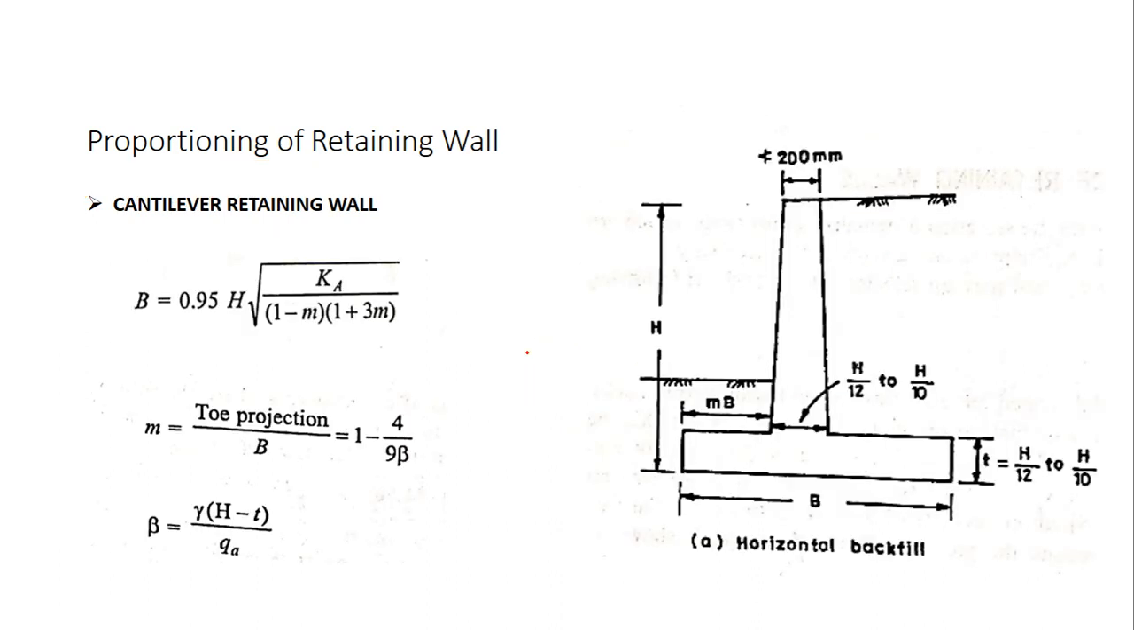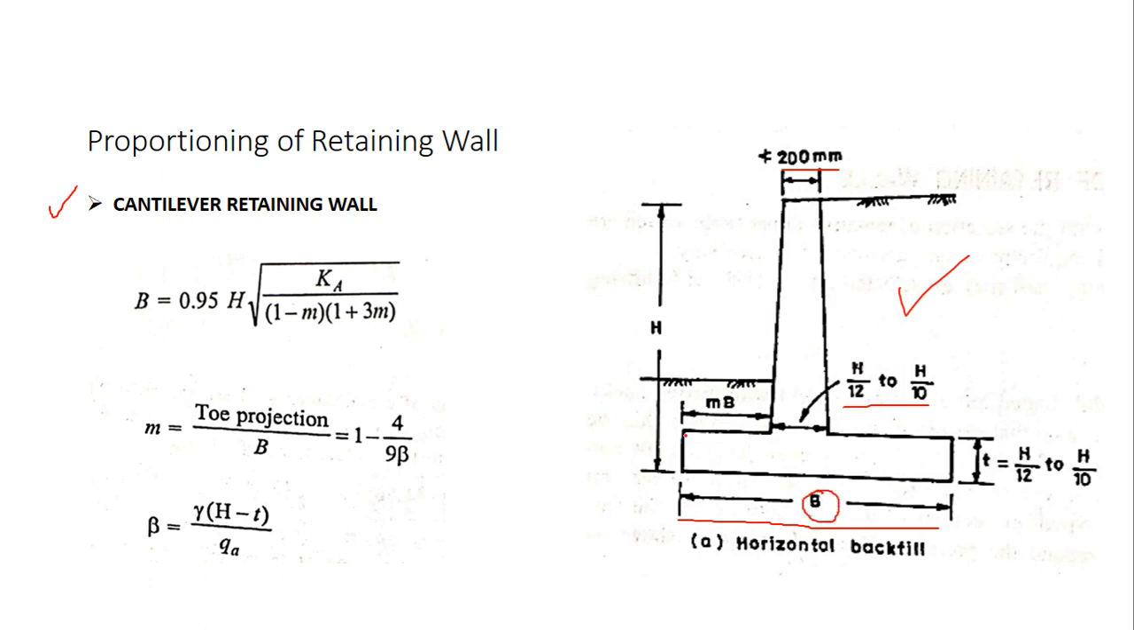Now let us look at the proportioning of cantilever retaining wall. In a cantilever retaining wall, the top width should be again greater than 200 millimeters. The bottom of the stem should lie in the range of h by 12 to h by 10, where h is the height of the backfill. Backfill is on this side. Then this is the width of the bottom denoted by capital B.